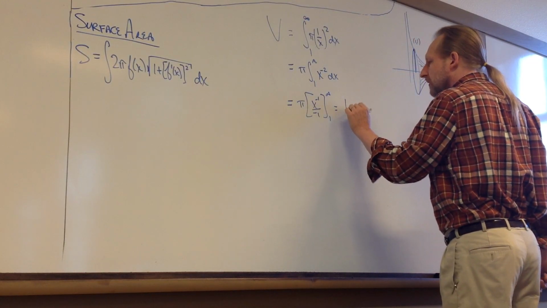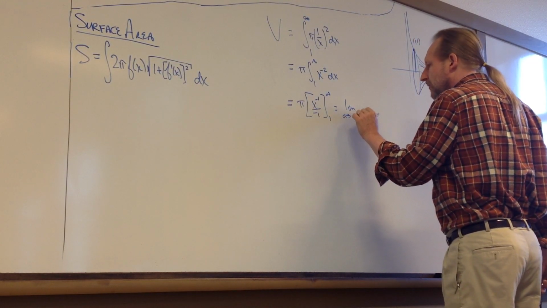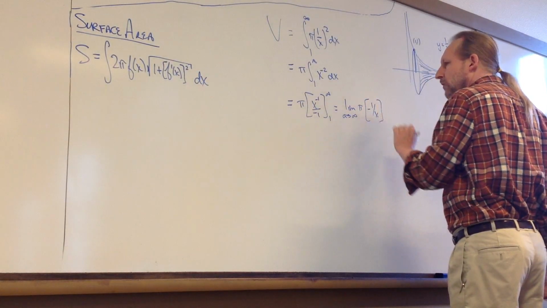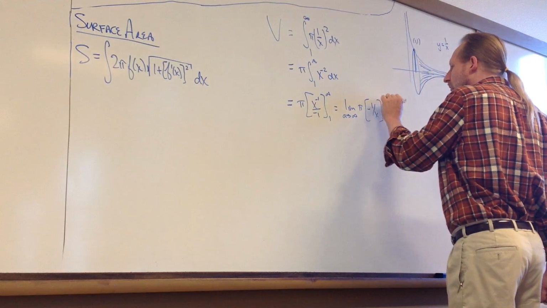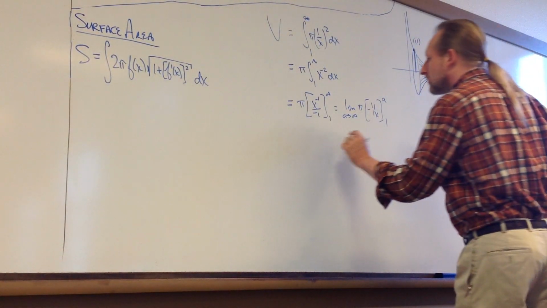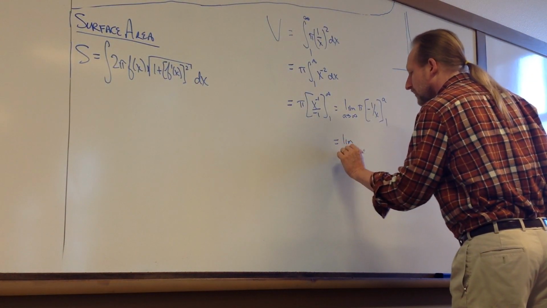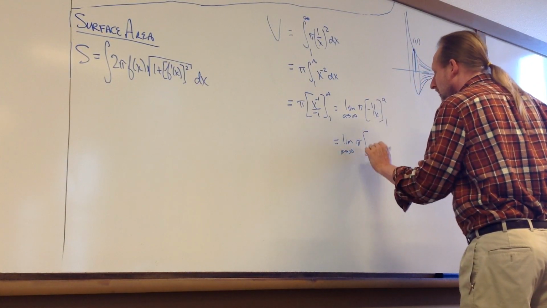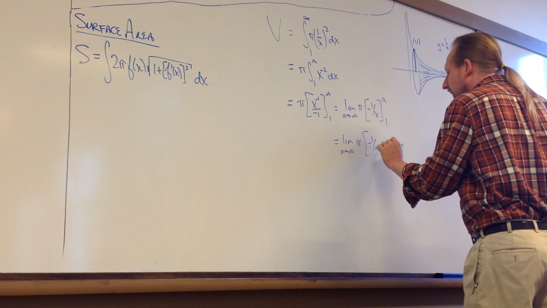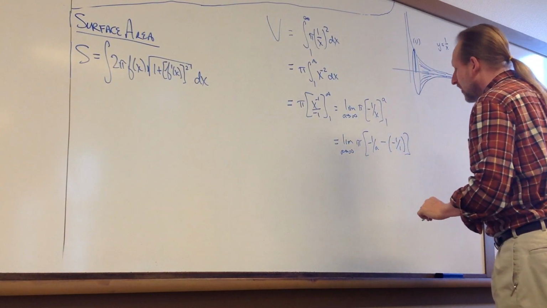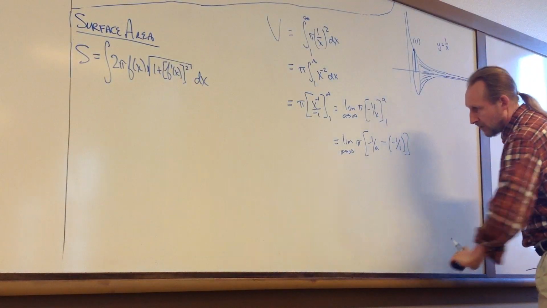So let's see what we get here. Limit as a approaches infinity, we've got the pi there. This is minus 1 over x from 1 to a. Okay, good. So limit as a approaches infinity, pi times minus 1 over a minus minus 1 over 1. So this is going to be a plus 1 right here.